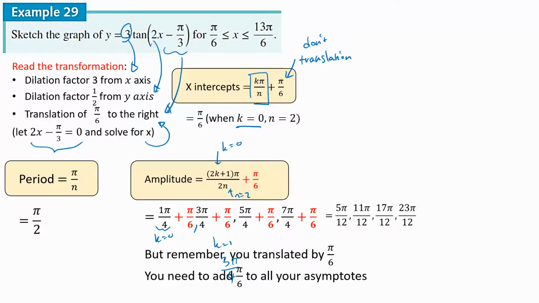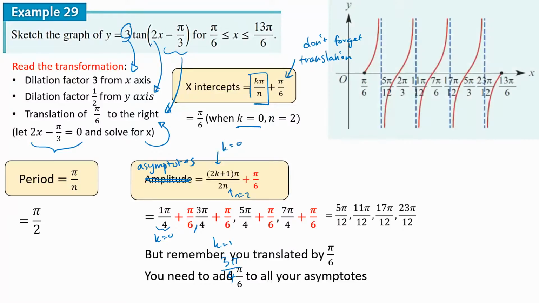Yes? Is it supposed to be asymptotes, not amplitude? Oh. I'm on a roll. Thank you. Asymptotes, yes, not amplitude. Don't know what I was thinking. Don't forget translations. Okay, so once you do that, this is the graph of what it should look like.